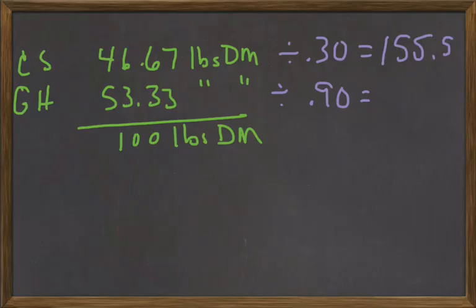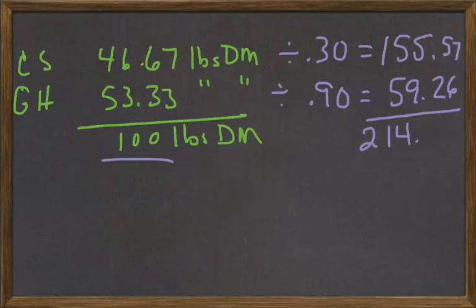Sorry, I seem to be hitting the next slide button, and that's not going over well. But we need 155.57, and we need 59.26 pounds as fed. So if you think about it, if this is our dry matter number, we're dividing by our dry matter percentages to add the water back in. So it makes sense that when we total these up, we actually need 214.83 pounds as fed to meet this 100 pounds dry matter requirement.